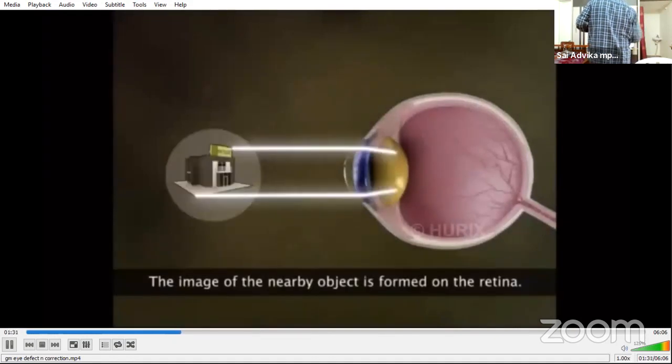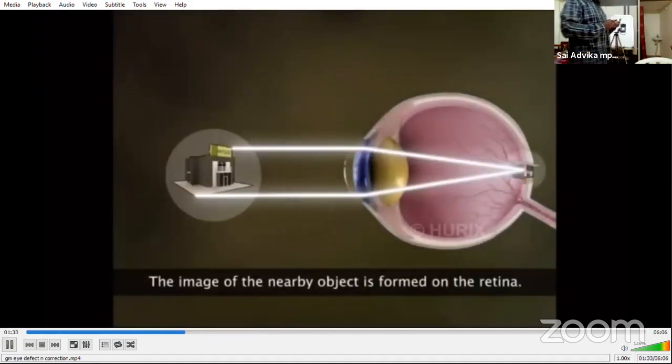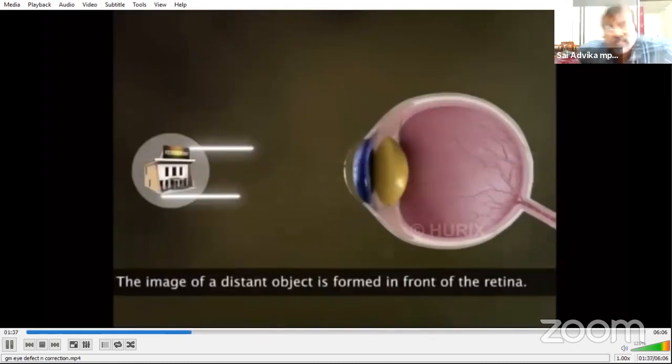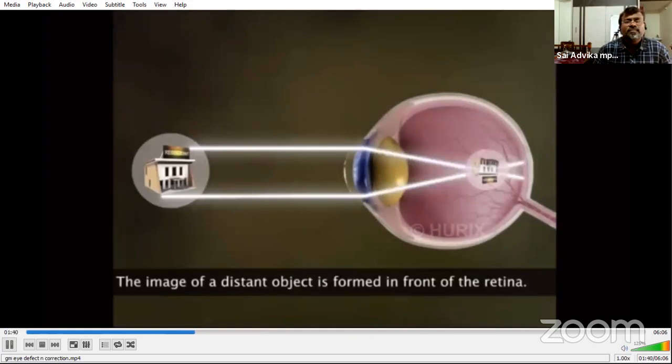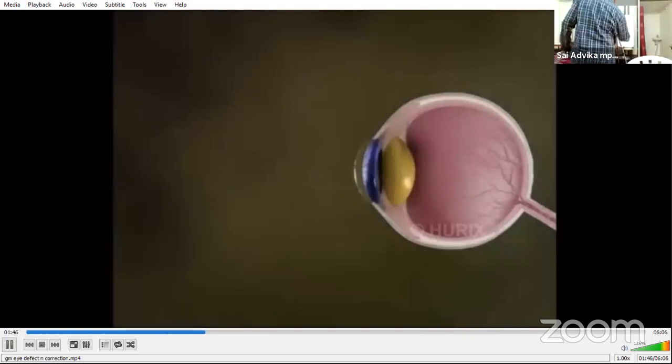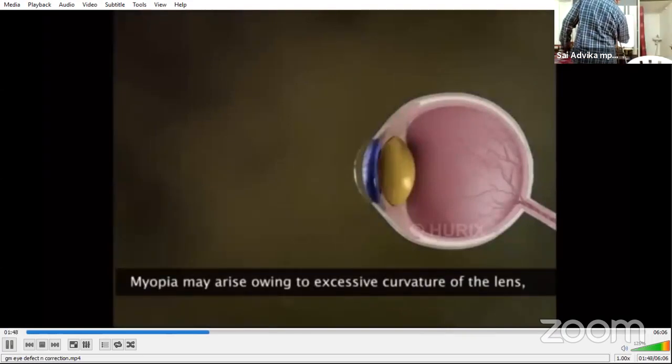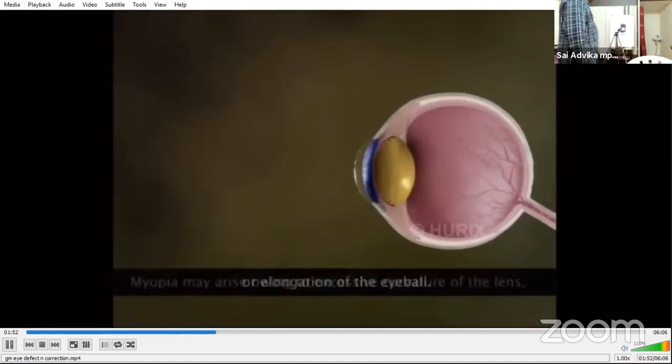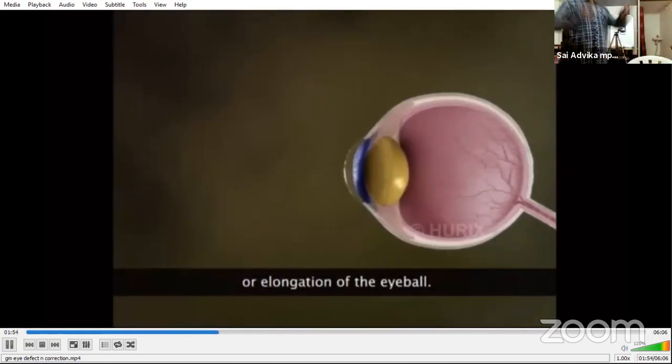The image of the nearby object is formed on the retina. The image of a distant object is not formed on the retina, but in front of it. Myopia may arise owing to excessive curvature of the lens of the eye, or elongation of the eyeball.